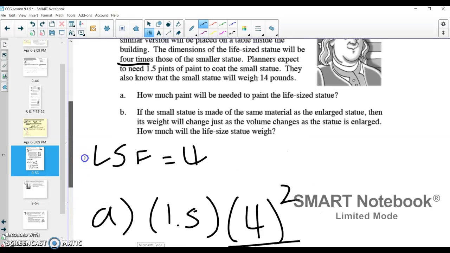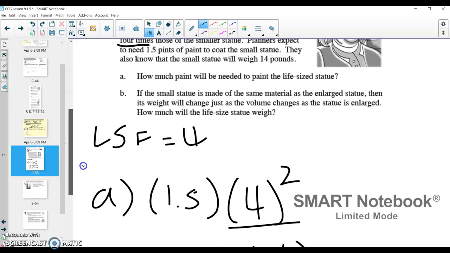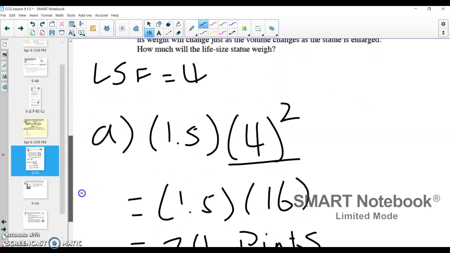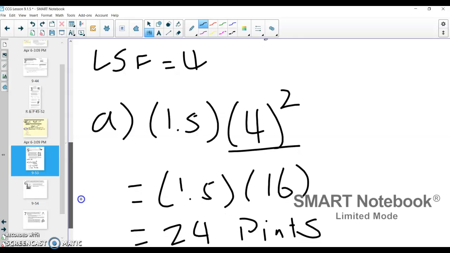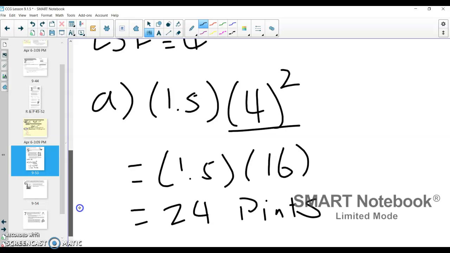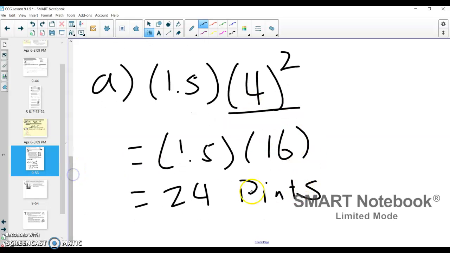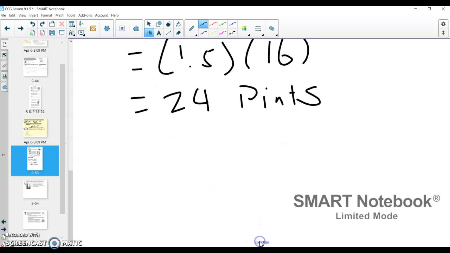Again, what I did is I just took that I needed 1.5 pints, and then multiplied it by my linear scale factor squared, because painting a statue, you need to talk about area and an area scale factor. So I took my linear scale factor and I squared it, and then I multiplied the two and came up with 24 pints. It's an area scale factor.